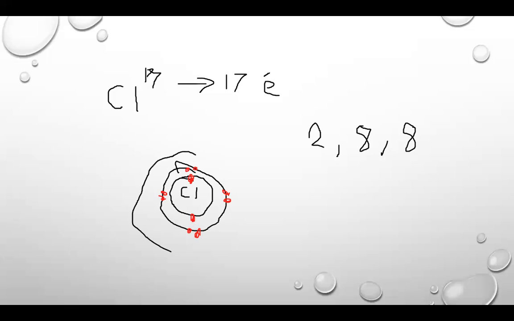Now we can use this idea to benefit in the bonding, because bonding only occurs using the valence shell electrons in an atom. So the first type of bonding we're going to talk about is the ionic bond. An ionic bond is basically the transfer of electrons from one atom to the other.